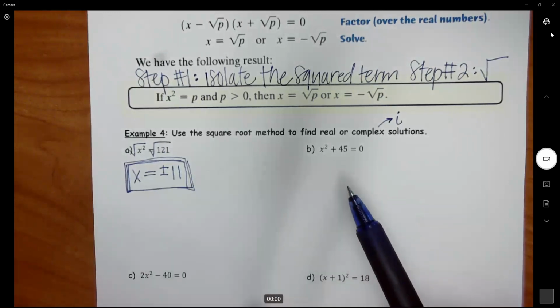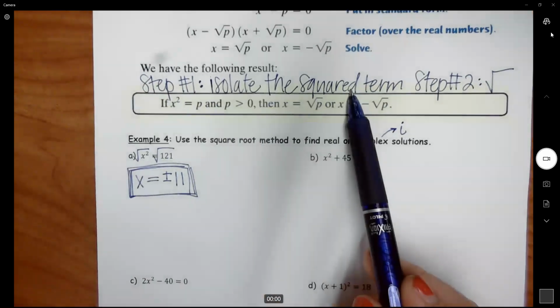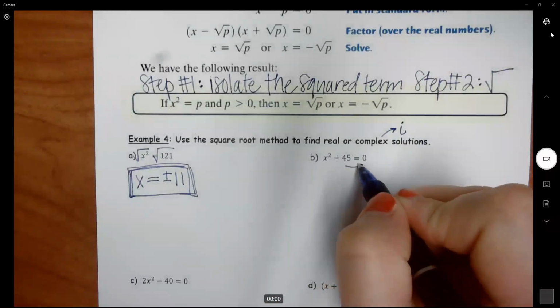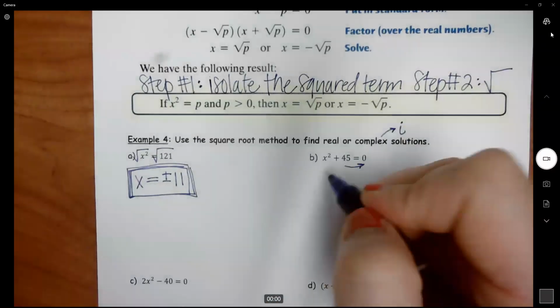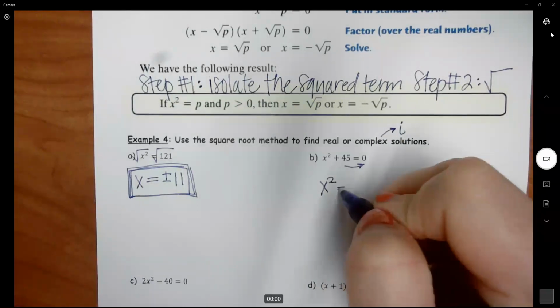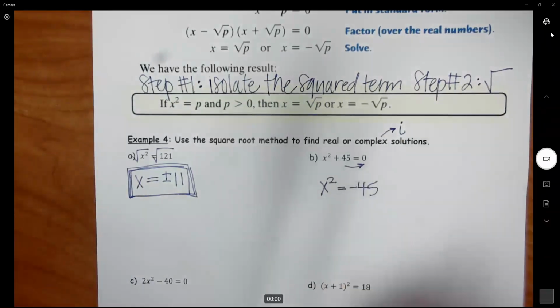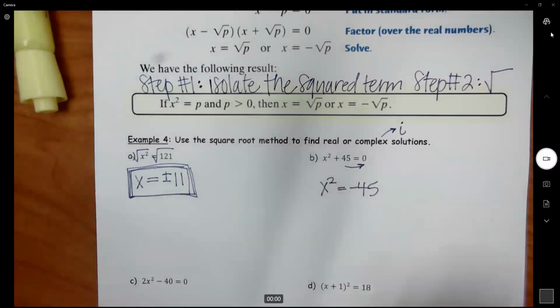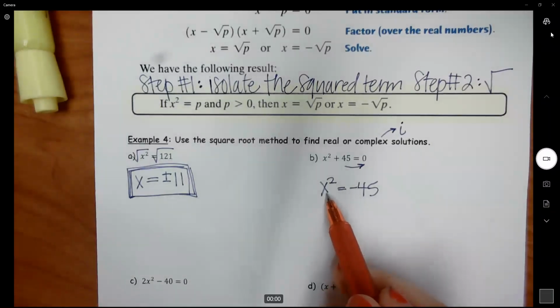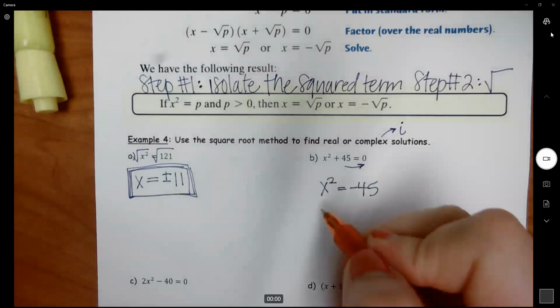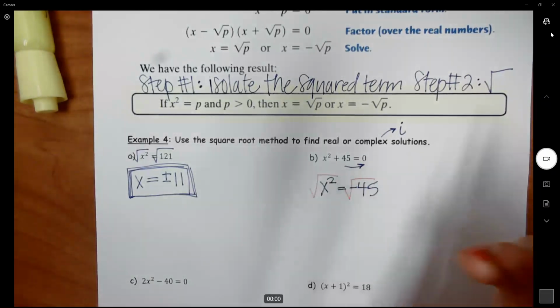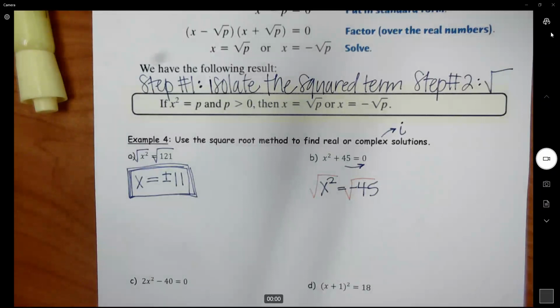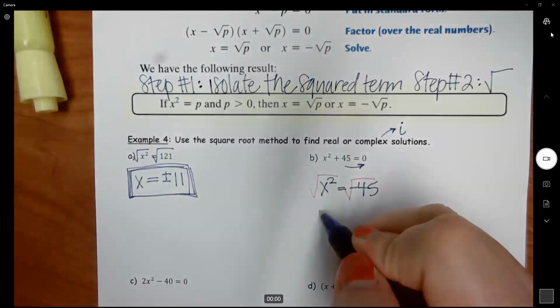Same thing here. We need to isolate the squared term. So we're going to do that by moving our 45 over by subtracting. So x squared equals negative 45. I've isolated my x squared. So now the opposite of squaring is to take the square root. The square root of x squared is x.